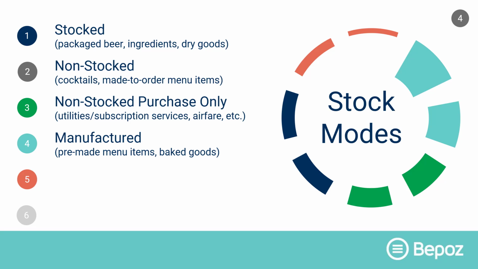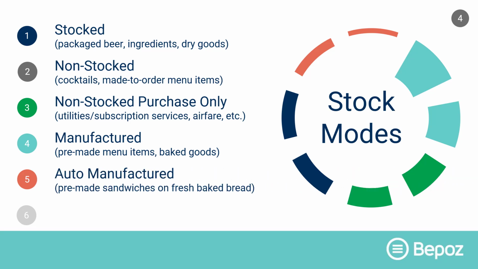So similar to non-stocked, however, they are quite different from non-stocked products. At the point that manufactured products are processed in the system, so at the point that they are manufactured, stock is deducted from their ingredient products, and stock is created for the manufactured product, which then makes it stockable and can be counted for stock purposes and can be sold and so forth.